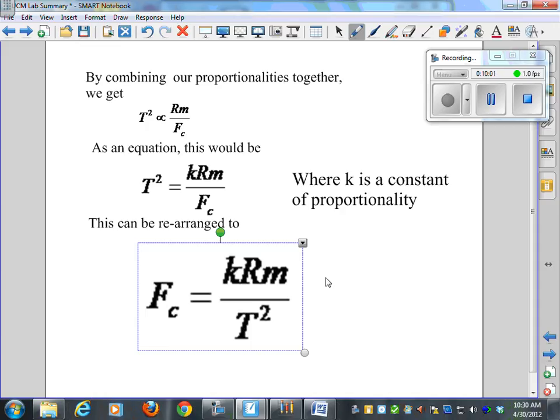Now, we could solve for K. We have values for R. Could we find values for M? It would just be the mass of the stoppers in kilograms. Could we find values for T squared? Sure we could. Could we come up with values for centripetal force? Yeah, we would just have to weigh them and then convert. We could do it. I don't know how accurate it would be, but we could.